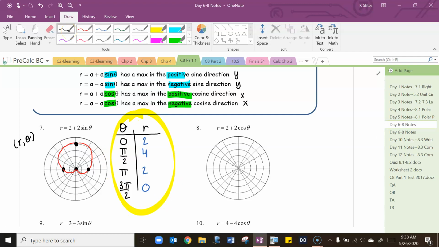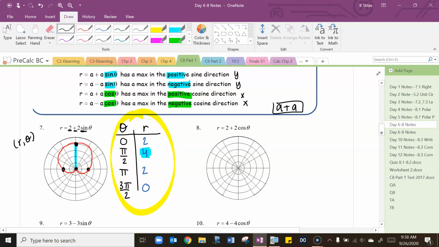All right, so here's the other thing you should notice. This is a plus sign. What that means is the max, which is this 4, this widest part here, is in the positive y direction, positive sign. This one is a plus cosine, so that means our max is going to be in the positive x direction, so it'll be over here. The other thing is that your max is always going to be the a plus a value. See how this was a 2 and a 2? That's why our max was at 4.